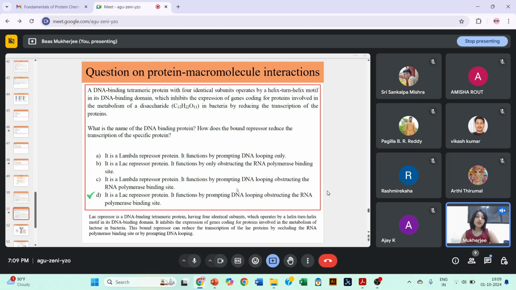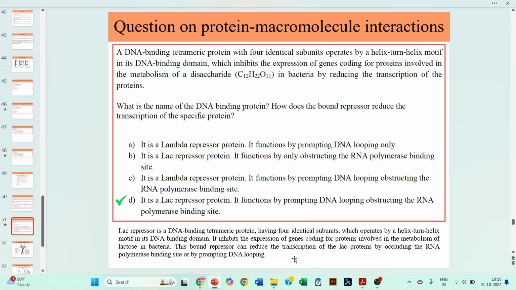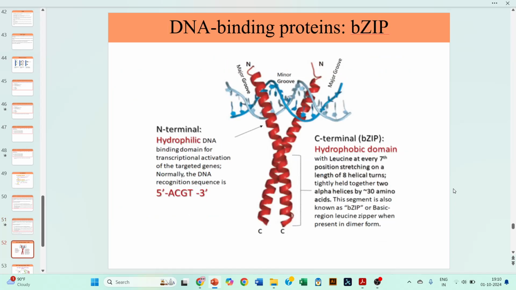Because they are already talking about a disaccharide. So you can mail them and confirm with them, because the DNA looping mechanism comes when we talk about the tryptophan operon. There is this attenuation site and everything. So you can basically ask them.